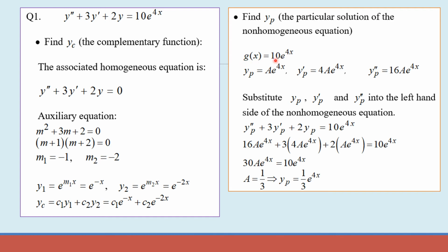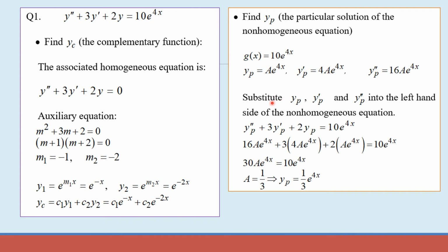Since this is an exponential function multiplied by the constant 10, this constant 10 needs to be replaced by a general coefficient which we call A. So constant times e to the 4x, therefore the yp will also be in the same form, which is A e to the 4x. Once we have formed the yp, we need to differentiate it twice because the DE is of second order. Differentiate A e to the 4x, we get yp prime equals 4A e to the 4x. Differentiate it another time, we get yp double prime, which is 16A e to the 4x.